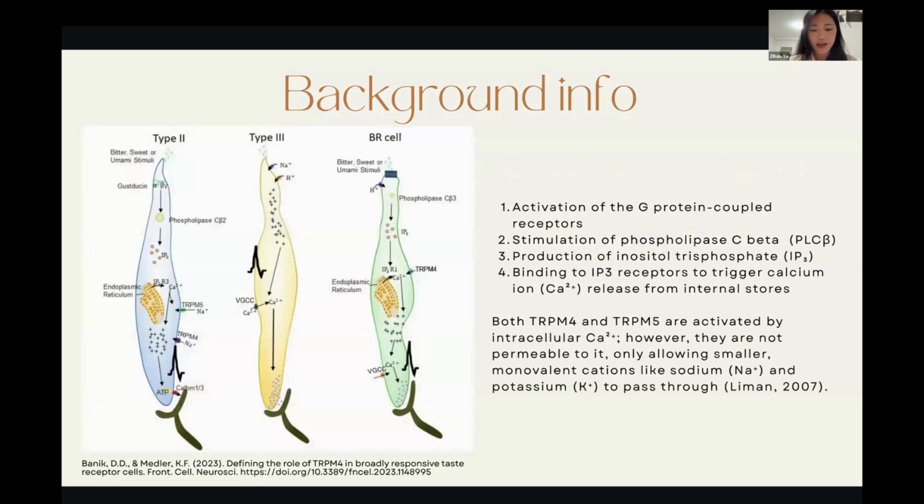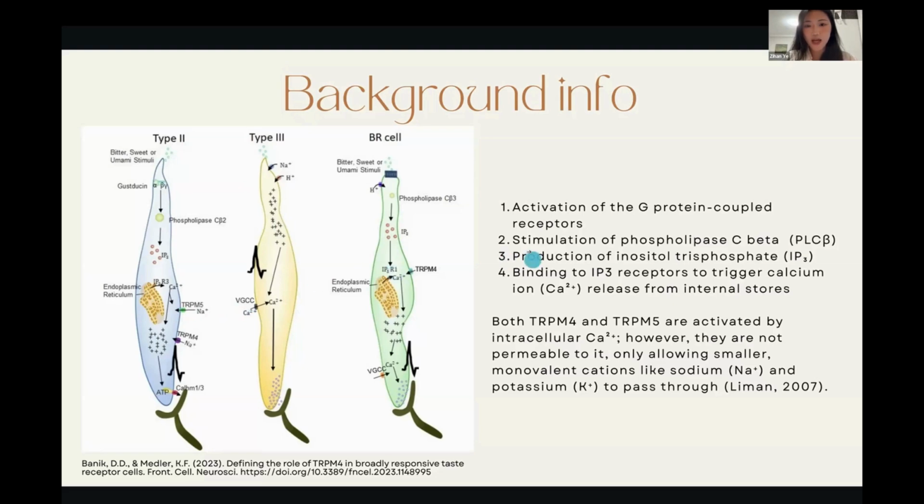So TRPM4 and TRPM5 can be found in tissues and cells such as mast cells, neurons, etc. But I'll be specifically focusing on the taste signal transduction context. Taste cells are found in four different types. Type 1 glial cells, which are support cells. Type 2 cells, which handle bitter, sweet, and umami taste stimuli, which is the left one on the picture. And type 3, which handles sour and salty stimuli, and then BR cells, which stands for broadly responsive cells, and it handles bitter, sweet, umami, and sour taste stimuli.